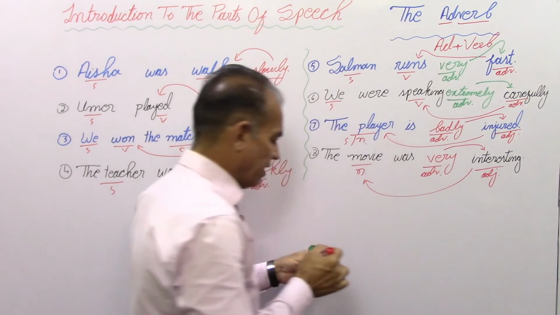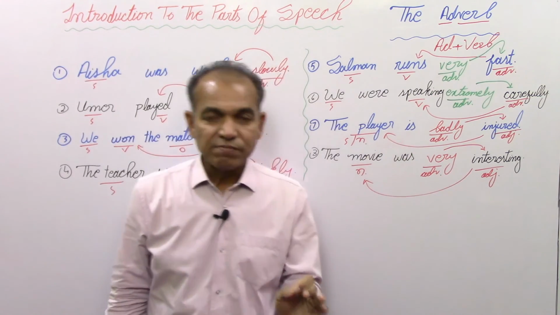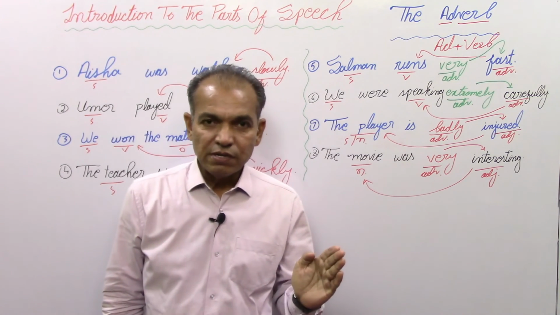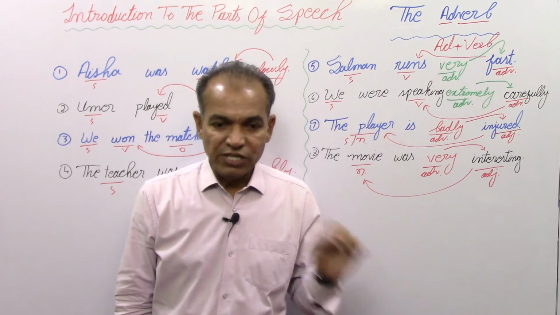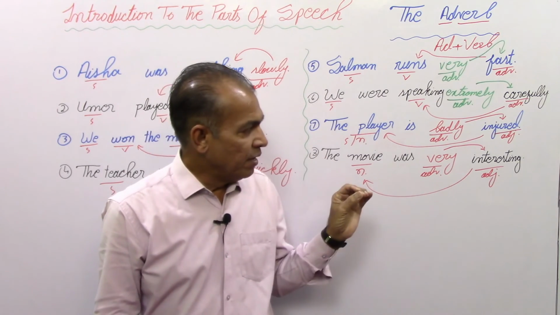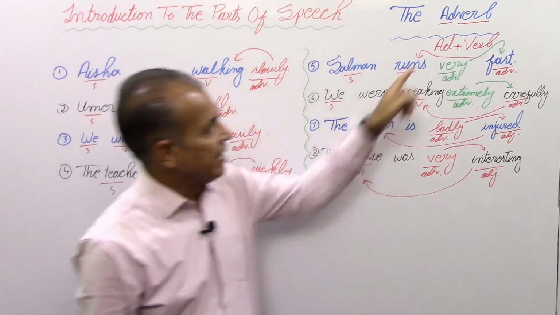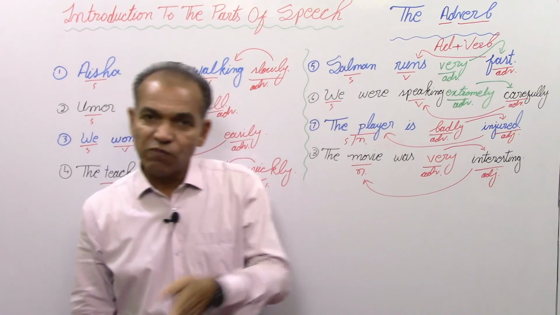So guys, what we have learned in today's lesson is that adverb is a word that modifies a verb, an adjective or another adverb. These are the basic three responsibilities of an adverb, but mostly it modifies a verb. That's why you can see that the name is also adverb. It will add something to the meaning of verb.